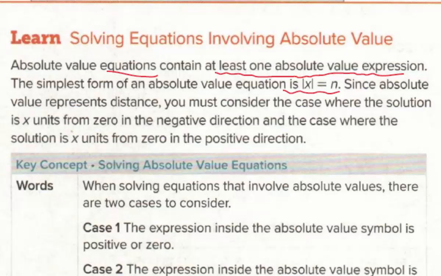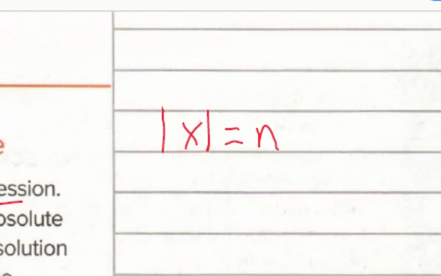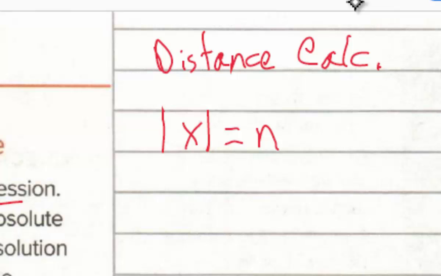I'm going to write that off in the margin here. And one thing you want to take from this is that absolute values are distance calculations. You might want to also write that there. Okay, so keep in mind that absolute values are distance calculations, and you calculate distances through subtraction.